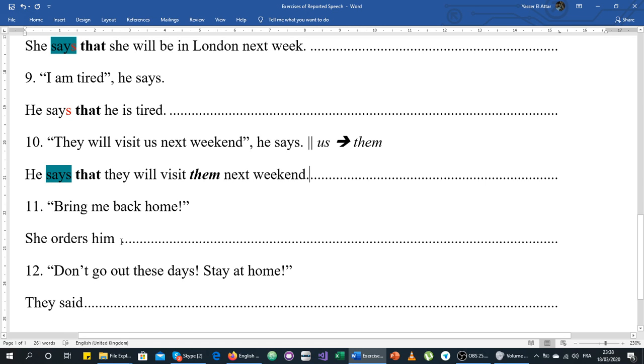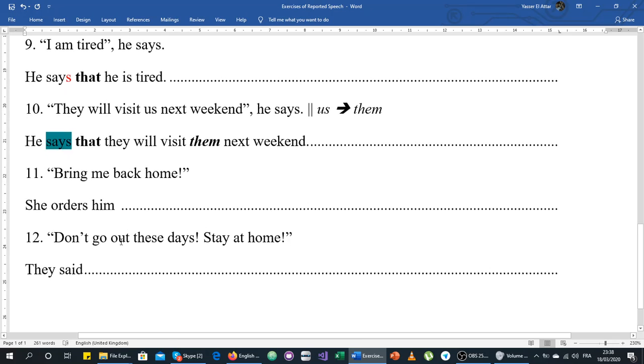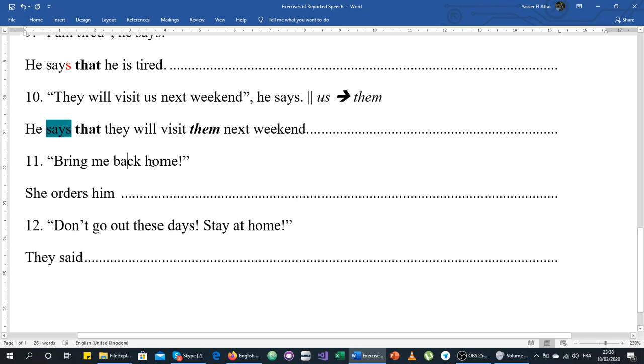Okay, this is good. Let's go to number 11. "Bring me back home." So this sentence, is it a statement? No. Is it a question? No. It's a command. How do we know it's a command? It starts with the verb. So we have a verb here in the infinitive. So it's the imperative form.